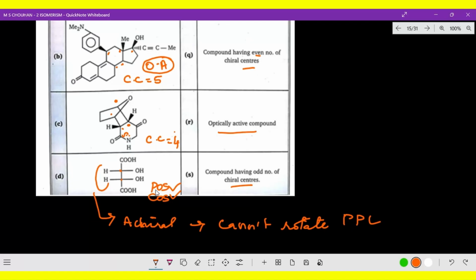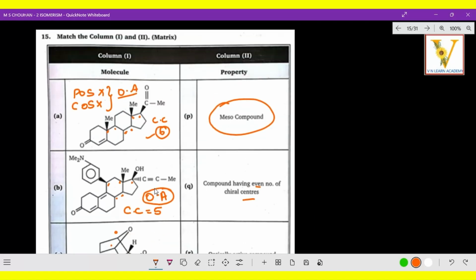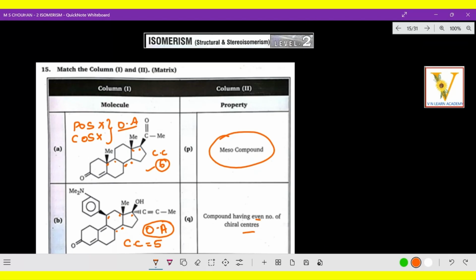I hope you got the clarity. What about that meso compound? What about that chiral compound? Hope you got the clarity. Yes. Come on, let's go to the next question.